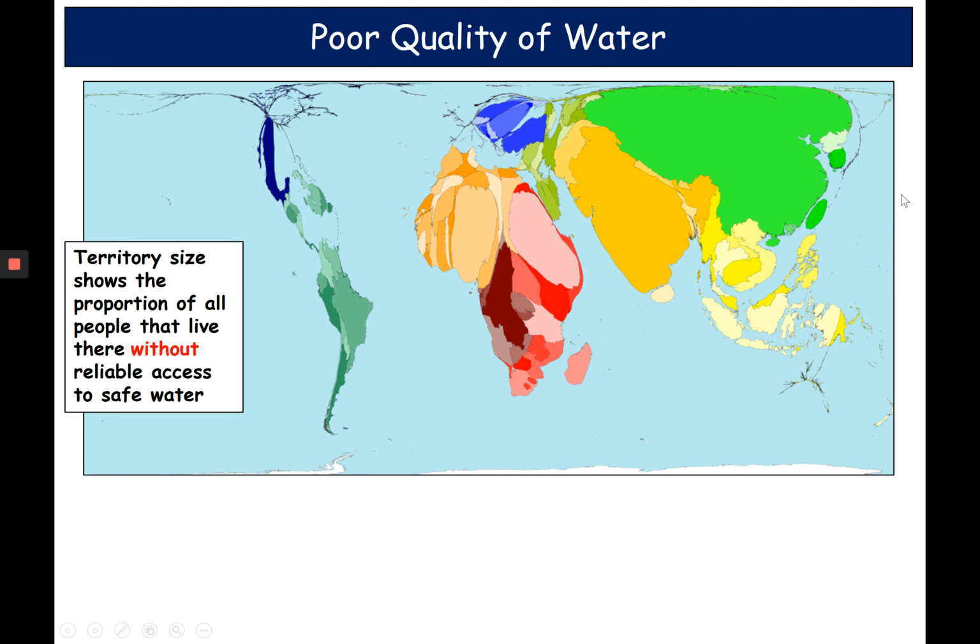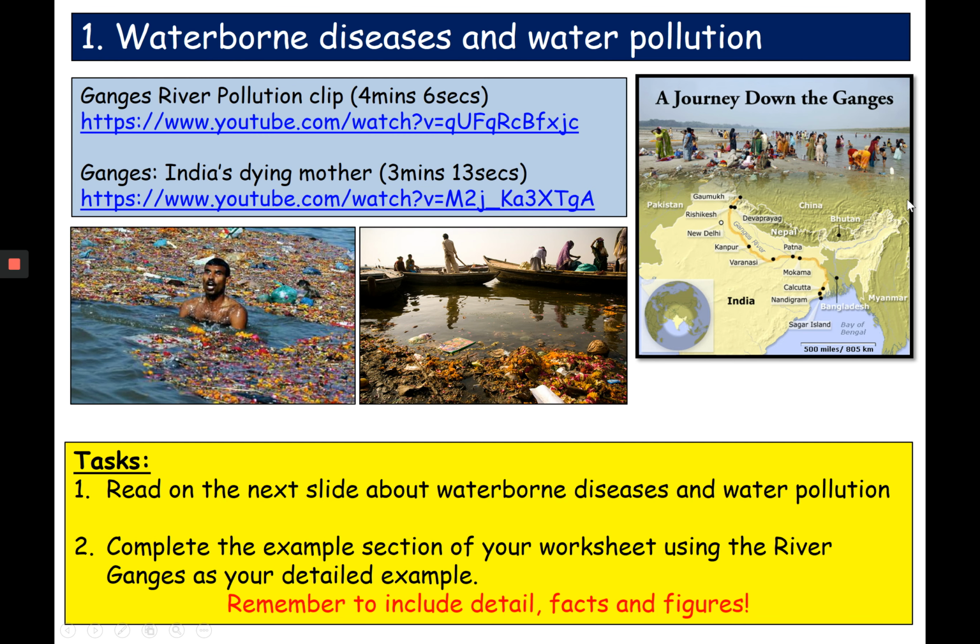So the first issue we're going to look at is waterborne disease and pollution. So obviously think about water insecurity, not having enough water. It can force people into drinking unsafe water because that's all they have available. And the River Ganges is our example we're going to be looking at here. So it runs through India and it also runs into Bangladesh. Mainly through India. It's a long river.